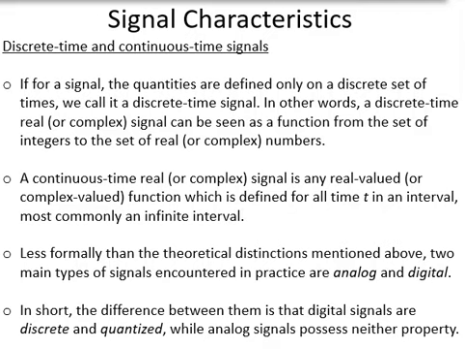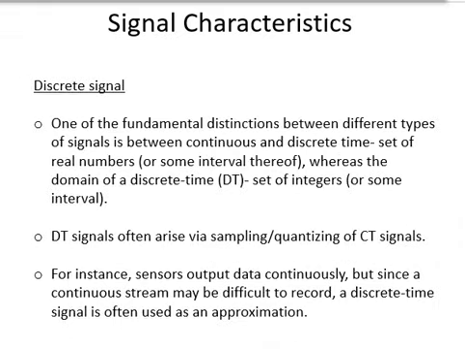Less formally than the theoretical distinction mentioned above, two main types of signal encountered in practice are analog and digital. In short, the difference between them is that digital signals are discrete and quantized, while analog signals possess neither property. One of the fundamental distinctions between different types of signals is between continuous and discrete time. The domain of a continuous time signal is the set of real numbers, whereas the domain of a discrete time signal is the set of integers.